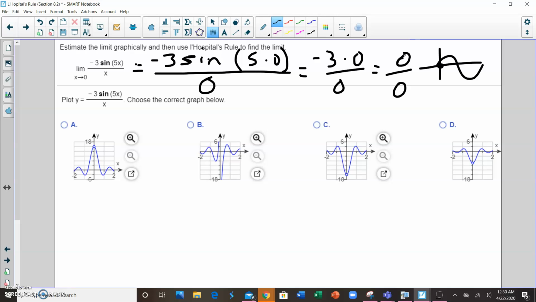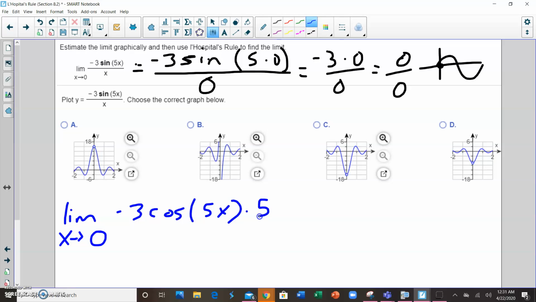Okay, so now we're going to take the limit as x approaches 0 of the derivative of the top. So what is the derivative of sine? The derivative of sine is cosine. So we're going to end up with negative 3 times the cosine of 5x. Now we took the derivative of sine and got cosine. We never took the derivative of 5x. This is a good review of derivatives. So then you have to multiply by 5 divided by the derivative of x, which is simply 1.